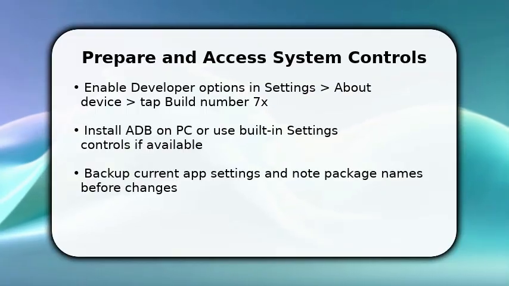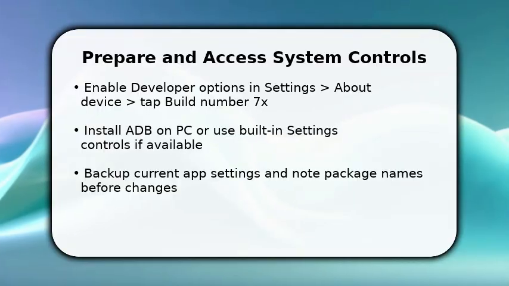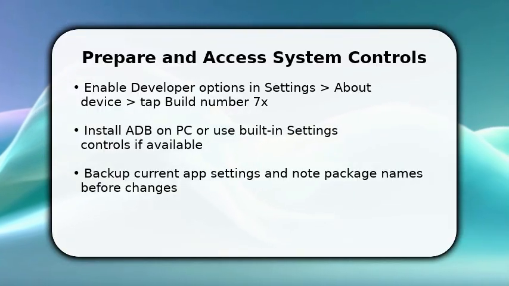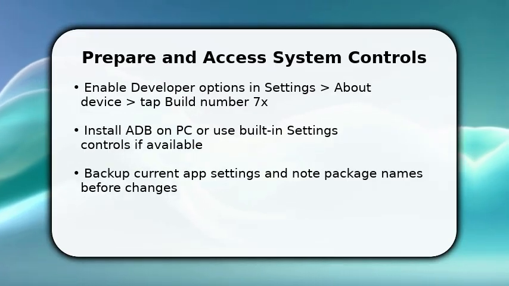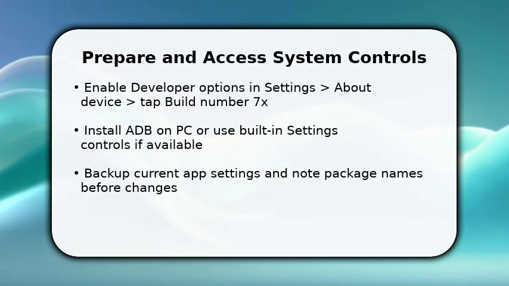You'll start by getting direct control of system processes, so enable developer options and connect the device. Once done, install ADB on your PC or open Advanced App Controls on the device. This gives you the commands you need.